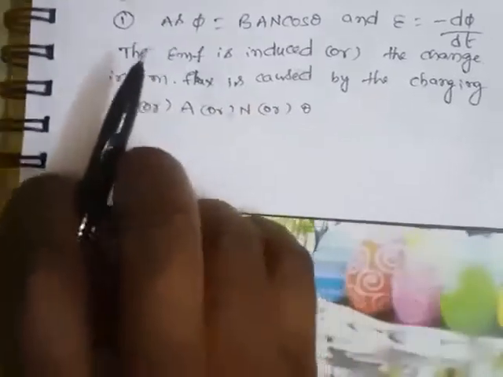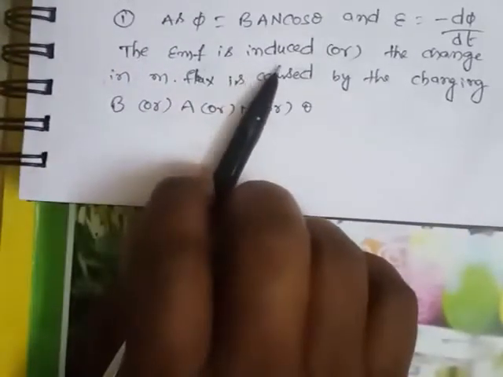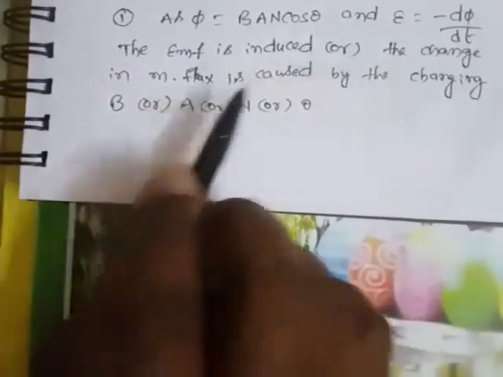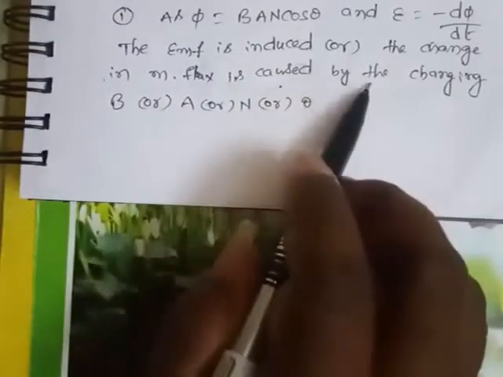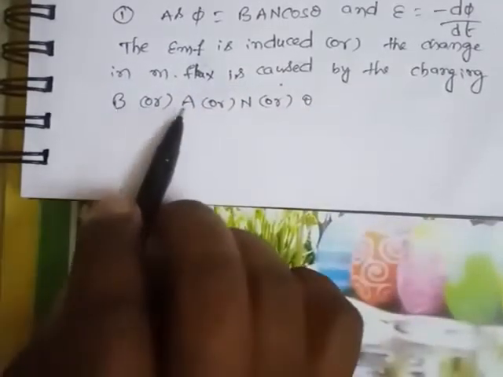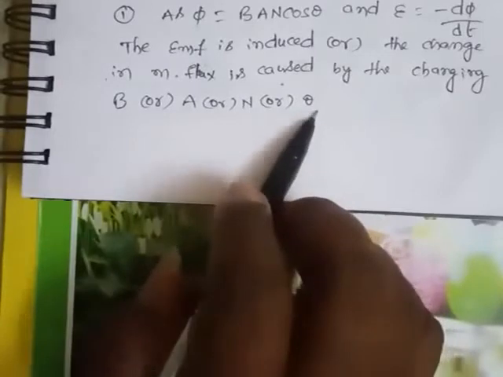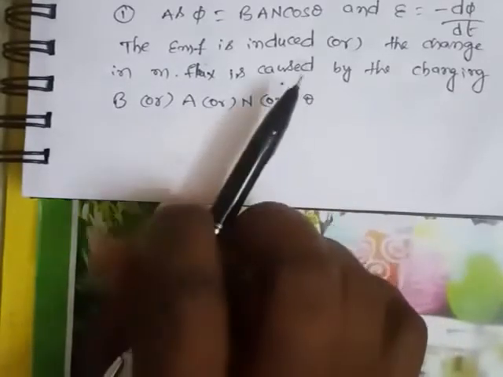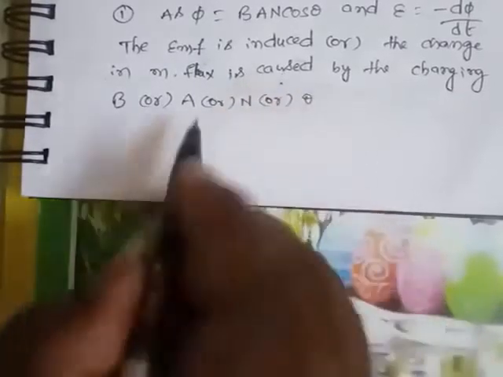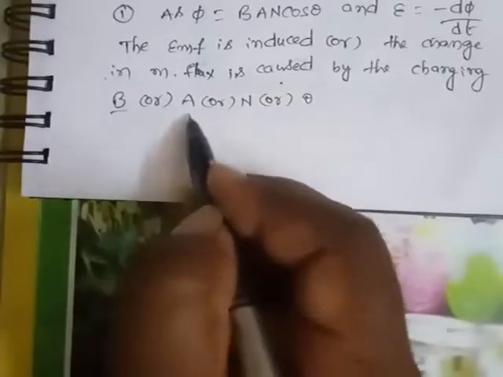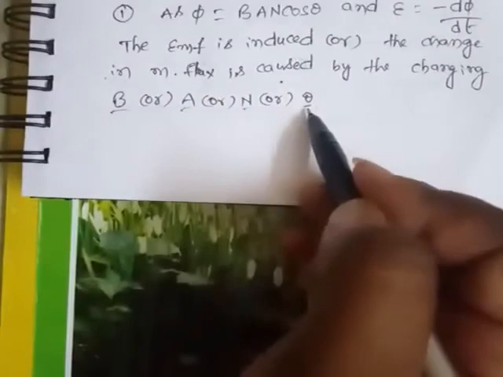So the change in the magnetic flux is caused by changing either B or A or N or theta. We have to remember how the magnetic flux is changed in the coil, either by changing the magnetic field, or changing the area of the coil, or the number of turns, or the orientation of the coil in the magnetic field. Next we'll see the second note.